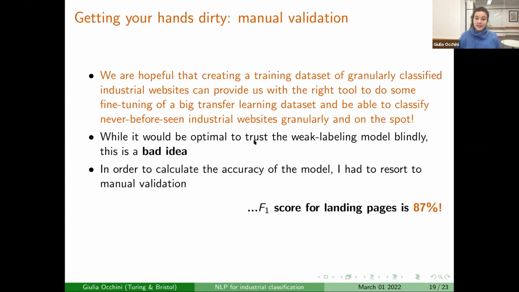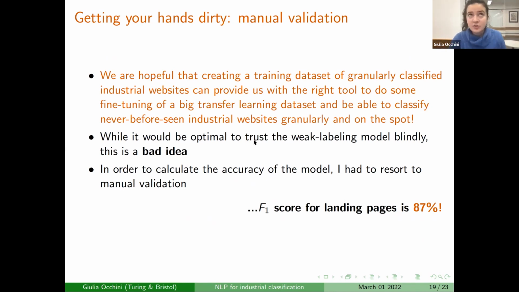So we're hopeful that creating a training data set of granularly classified industrial websites can provide us with the right tool to fine-tune a big transfer learning model and be able to classify never before seen industries without relying on SIC codes. While it would be optimal to trust the weak labeling model blindly, because we know that in the paper they obtain a very high level of accuracy, this would be a bad idea, because in the paper, again, that was published at a big computational linguistics conference, the data set that they test the model on is quite optimal.